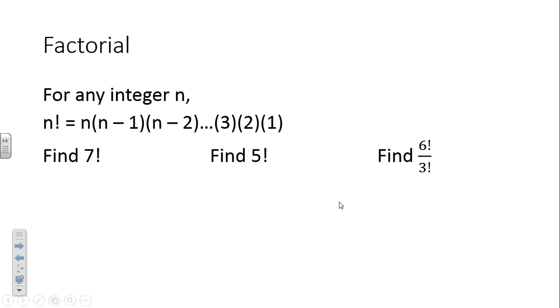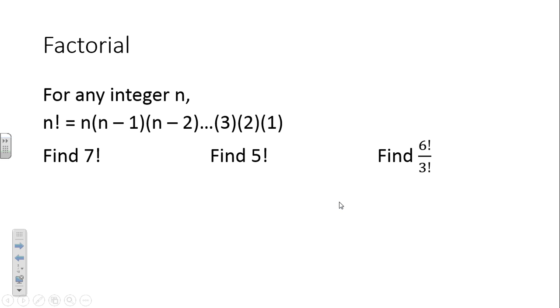So first of all, before we can talk about permutations and combinations, we have to talk about a number, or a symbol, called factorial. For any integer, any counting number, positive integer, when we talk about n factorial, we use the exclamation point after that number. So 7 factorial looks like a 7 with an exclamation point after it.